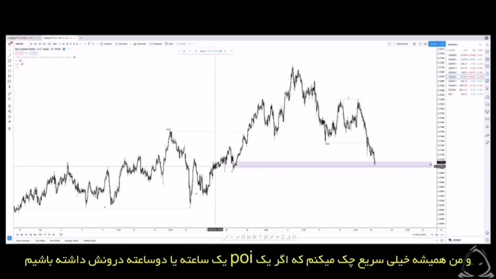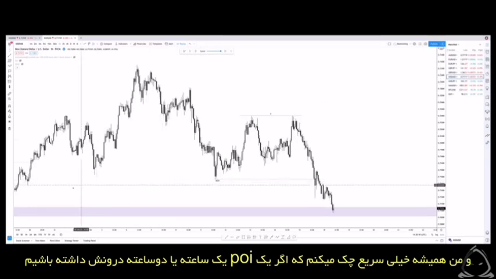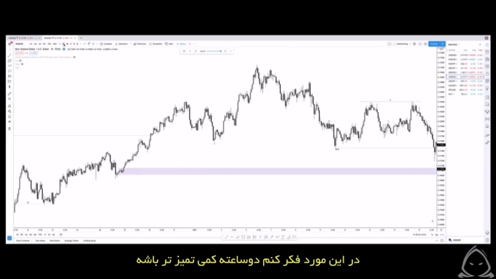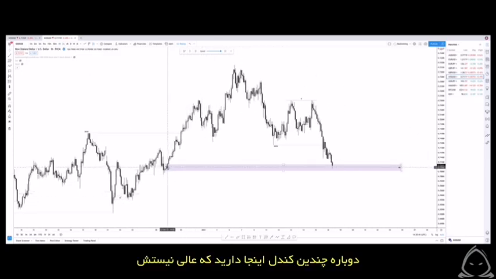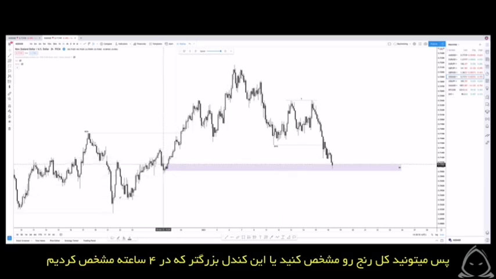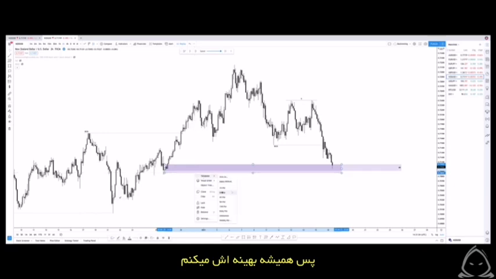So also, just quickly, I will always check if we have like an hour or a 2 hour POI inside. In this case, I think the 2 is a little clearer. So you have this bunch of candles here again, which isn't perfect. So you could quite easily take the whole range as such, or you could use this bigger candle again, which we highlighted in the 4 hour. But for me, again, it's just too large an area, so I will refine it always.